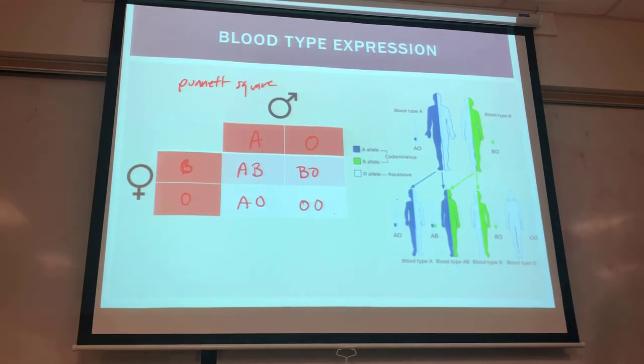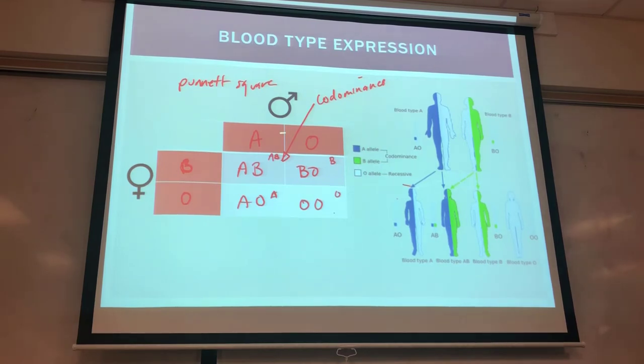But the phenotype that's expressed would be AB, type B, type A, or type O. But those are the phenotypes expressed, of which for AB we have what's called codominance, meaning that both A and B are expressed. A doesn't trump B, nor does B trump A. The one that is trumped is the O allele. So when we see BO, we see type B. Same with AO as well.